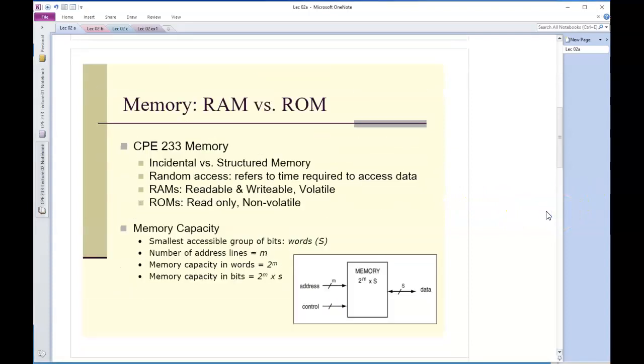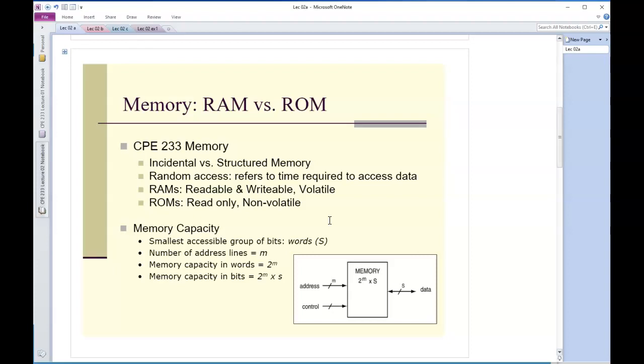Okay. So this slide is pretty much a review from what we were talking about before. I made up the terms incidental and structured memory. Typically, small memory, such as a register here and there or a flip-flop, I call incidental memory. What we're more interested in is structured memory, and that's going to be something big like a RAM or ROM. They're both random access. We'll be working with RAMs in this class.